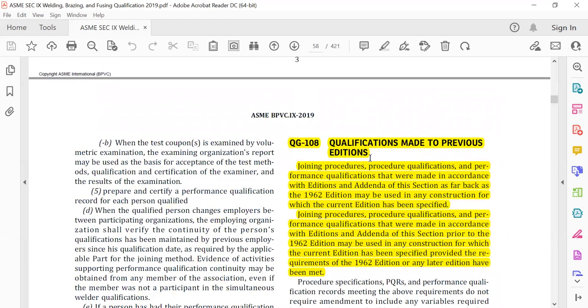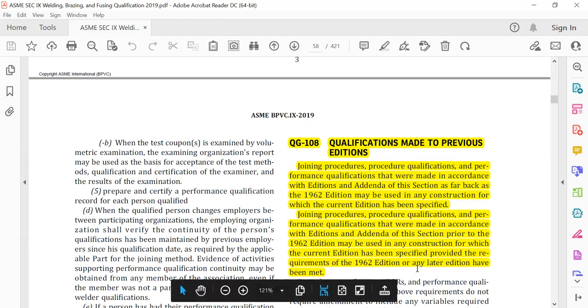Qualification made to previous editions. Joining procedure, procedure qualification, and performance qualification that were made in accordance with editions and addenda of this section as per the 1962 edition may be used in any construction for which the current edition has been specified. Those made in accordance with editions and addenda prior to the 1962 edition may be used in any construction for which the current edition has been specified, provided the requirements of the 1962 edition or any later edition have been met.